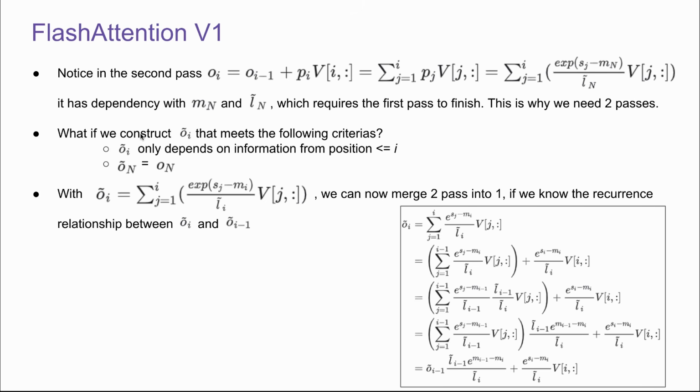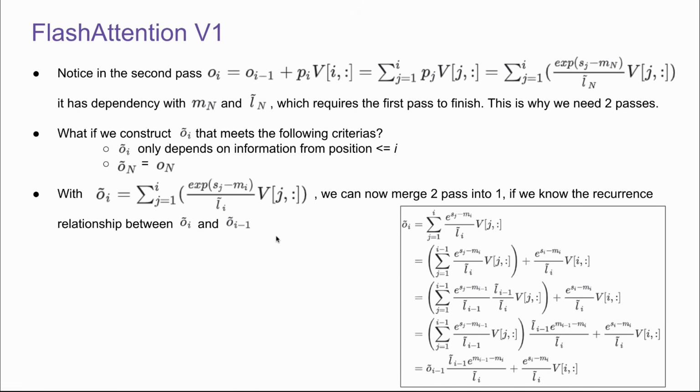What if we do the same thing for O and we construct O_i hat that meets the following criteria? O_i hat only depends on information from positions smaller or equal to i, and O_N hat equals O_N. And yes, we can find this math formula, and this is the O_i hat. We can now merge two paths into one if we know the recurrence relationship between O_i hat and O_{i-1} hat.